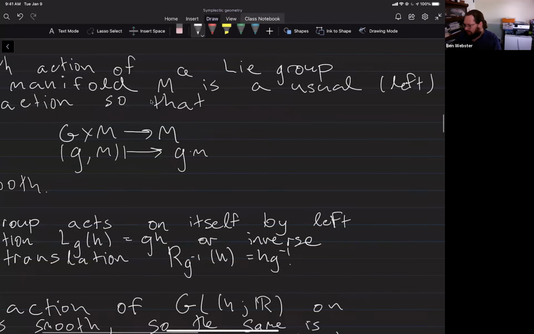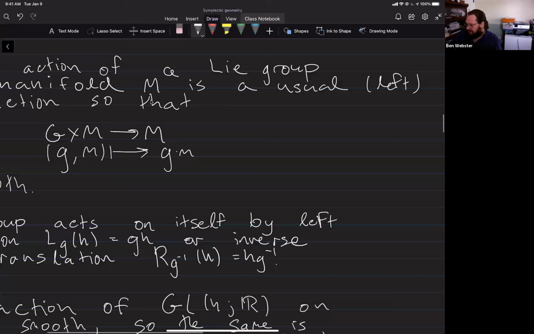And I should emphasize here, when I say action, I always mean left action. And this is one of these annoying things that shows up over and over again, that there's a notion of left action and a notion of right action. You kind of just have to choose which one you prefer. And then there are lots of annoying constructions where you're like, oh, this is more naturally a right action, so I have to mess with it a little bit to get a left action.